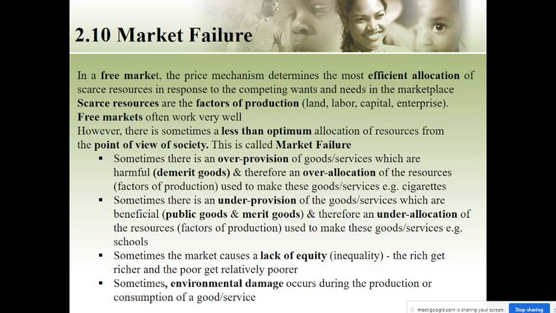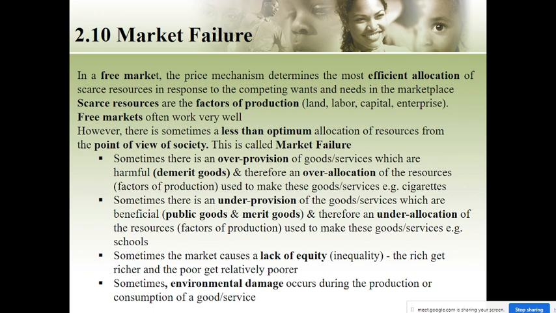The last content of chapter number 2, which is market failure. First, we need an idea of what a market is. The term we are discussing is the free market, as you were discussing today. We have three kinds of market systems, but we are discussing the free market.